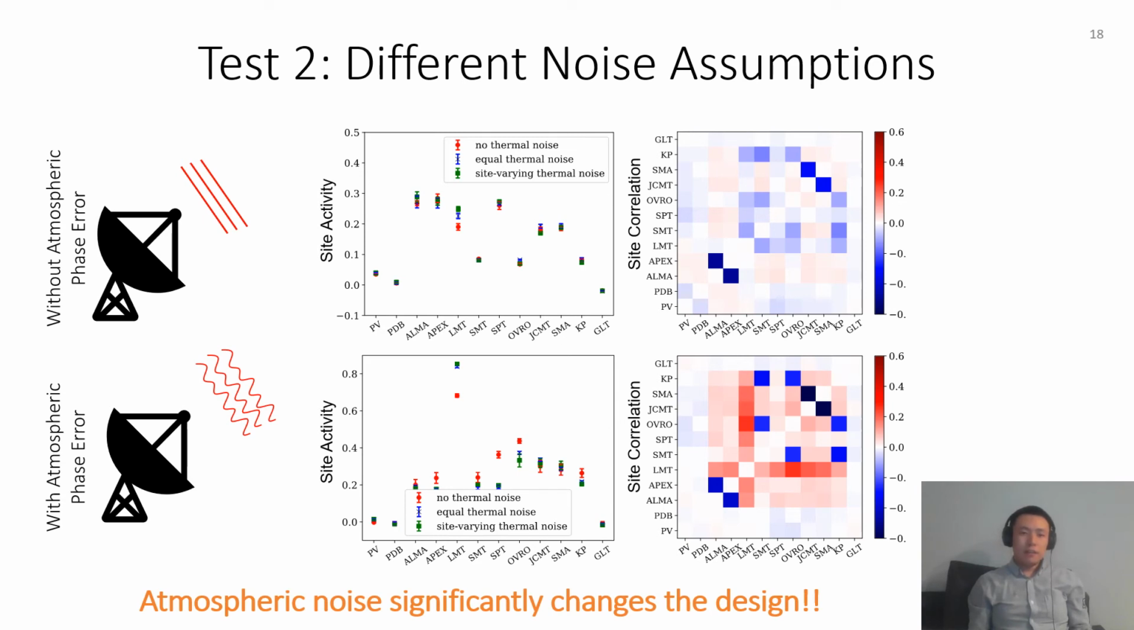We found that telescopes that were previously negatively correlated, such as LMT and OVO, become positively correlated, and more importantly, with atmospheric noise. This suggests short baselines may be very important for calibrating atmospheric phase errors.